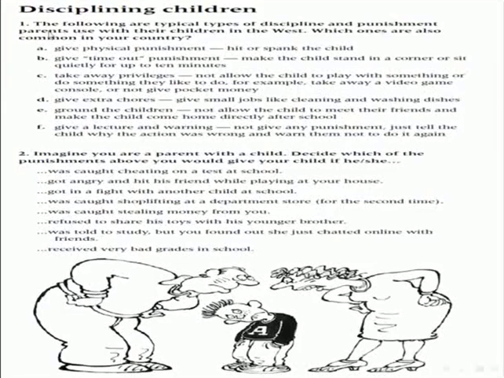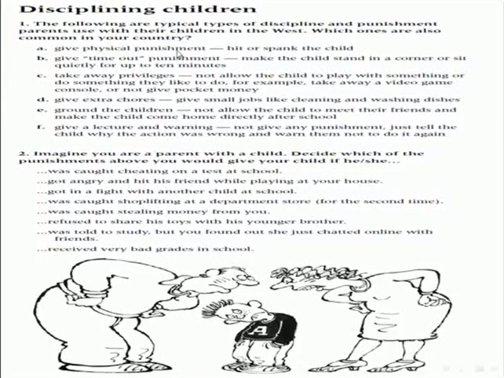And here, exercise for the summary. Disciplining children. Right? Number 1. The following are typical types of discipline and punishment parents use with their children in the West. Which ones are also common in your country, in Libya? Which ones? A, B, C, D, E, F.